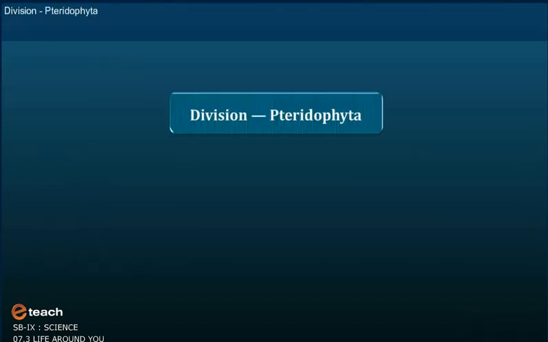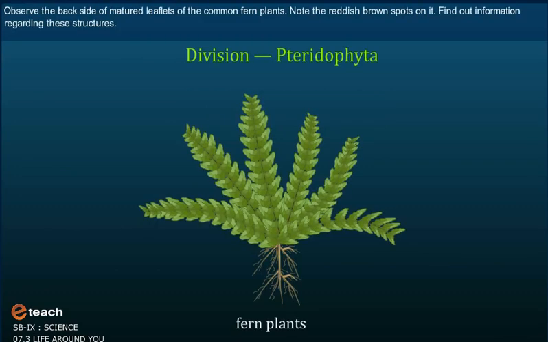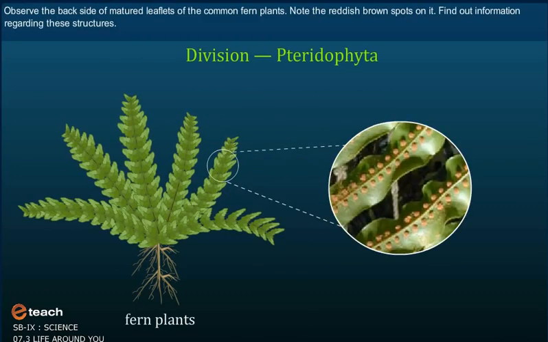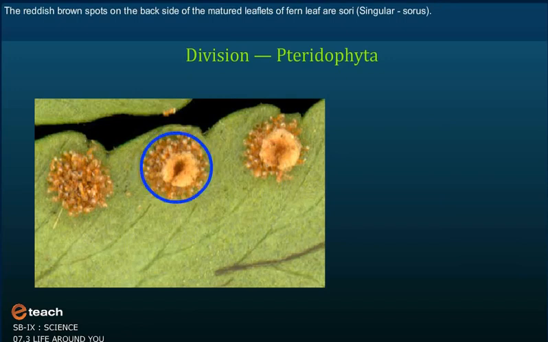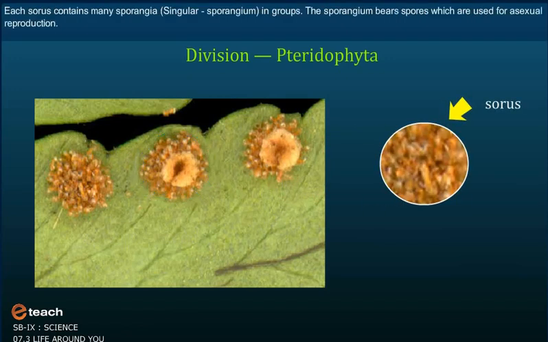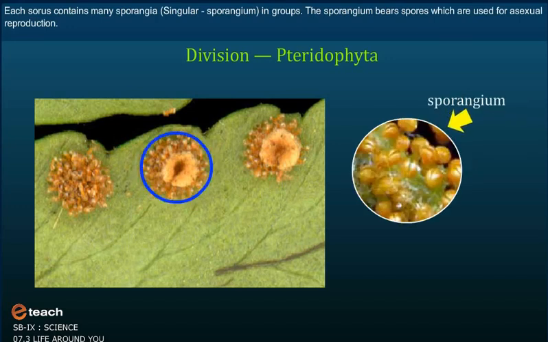Division: Pteridophyta. Observe the backside of matured leaflets of the common fern plants. Note the reddish-brown spots on it. Find out the information regarding these structures. The reddish-brown spots on the backside of the matured leaflets of the fern leaf are sori, singular sorus. Each sorus contains many sporangia, singular sporangium, in groups. The sporangium bears spores, which are used for asexual reproduction.